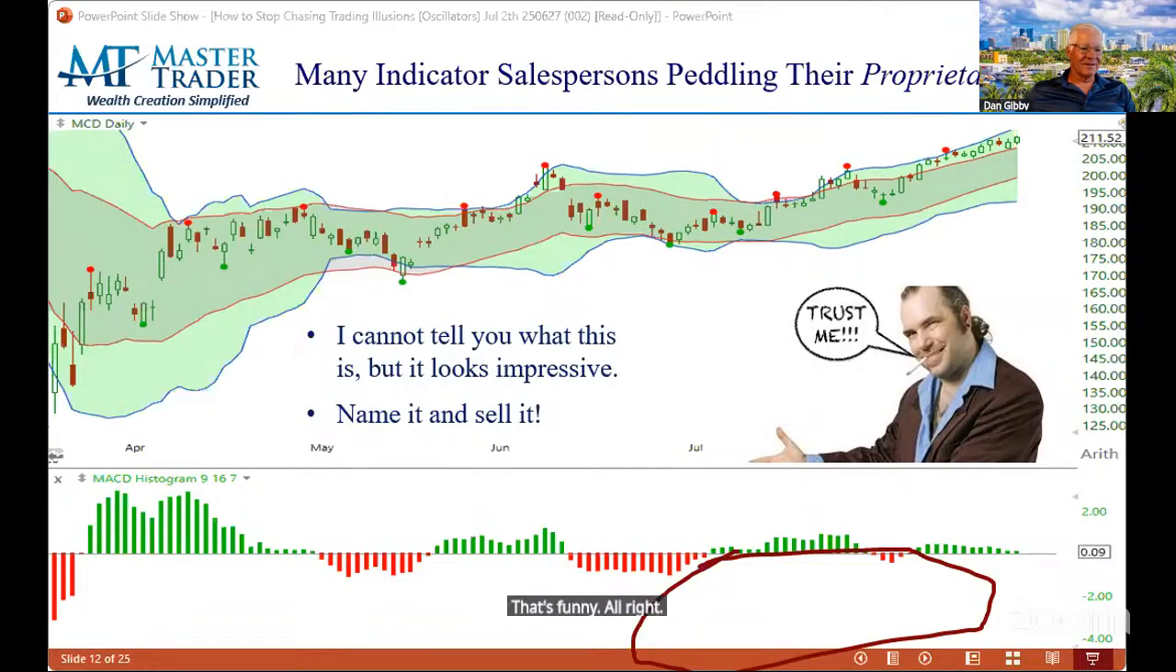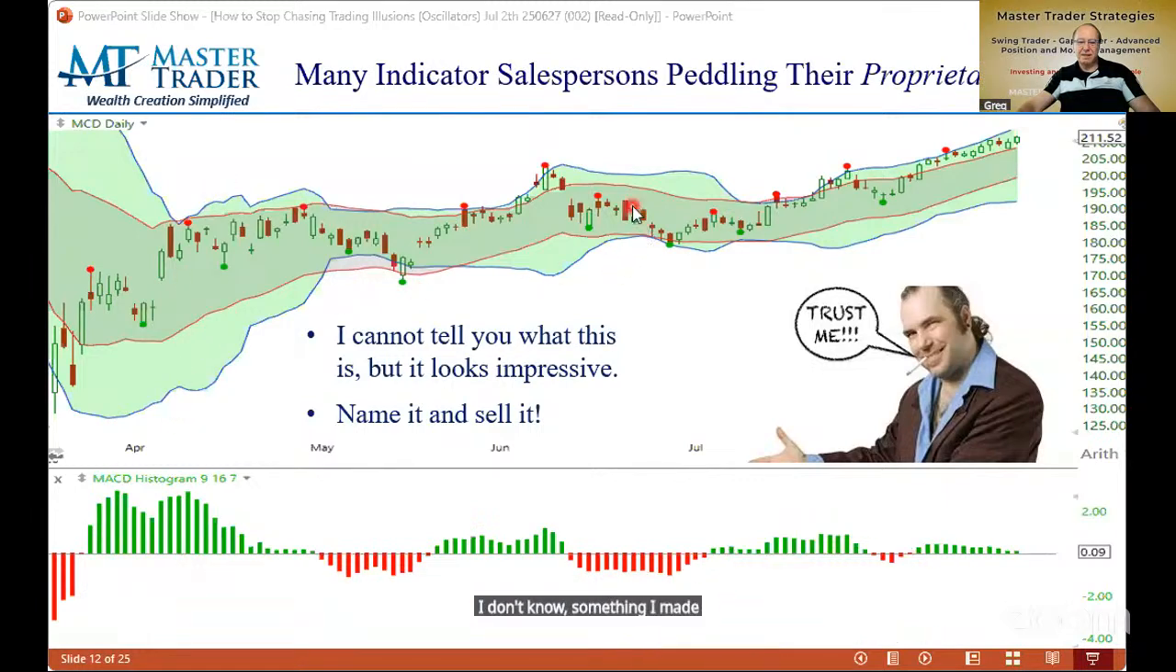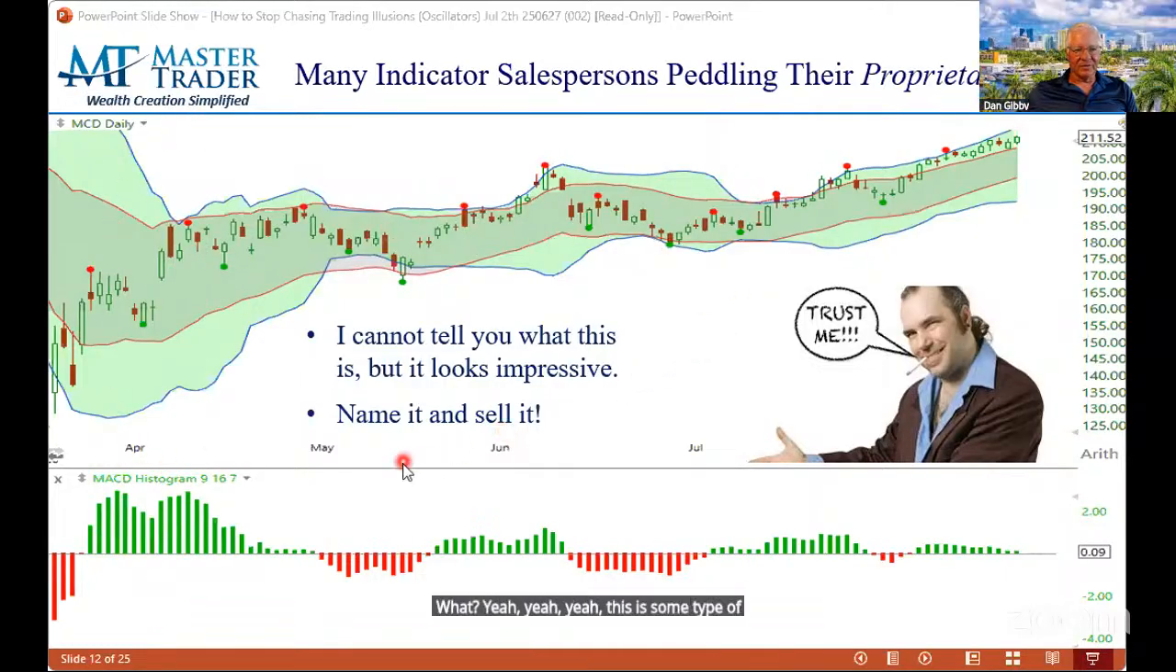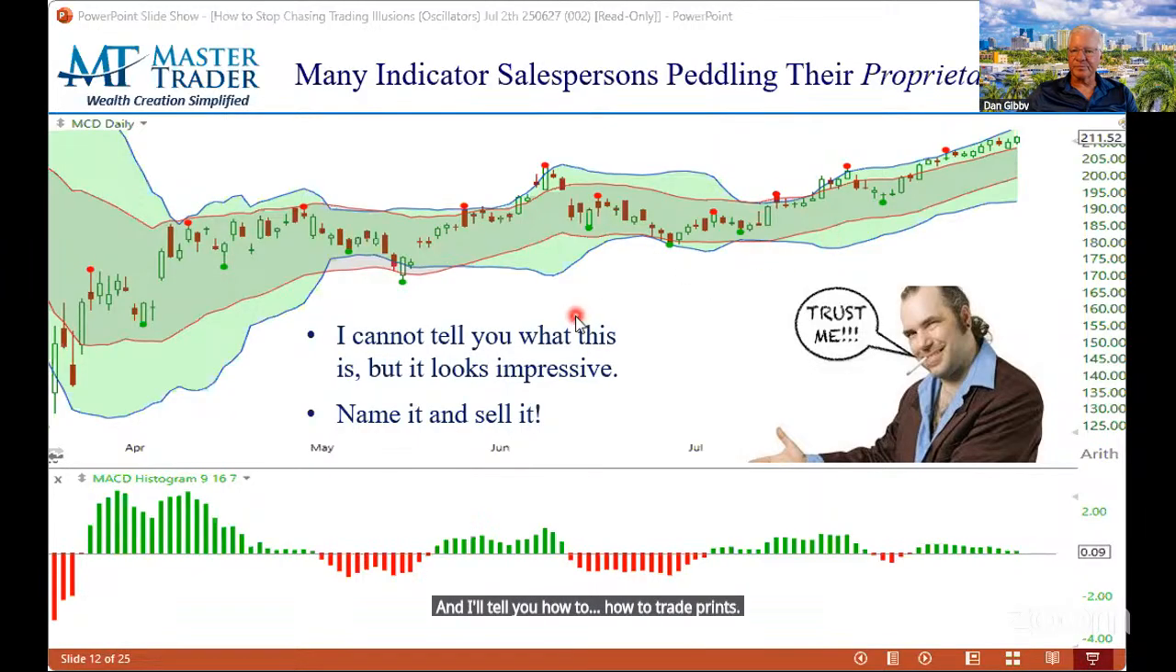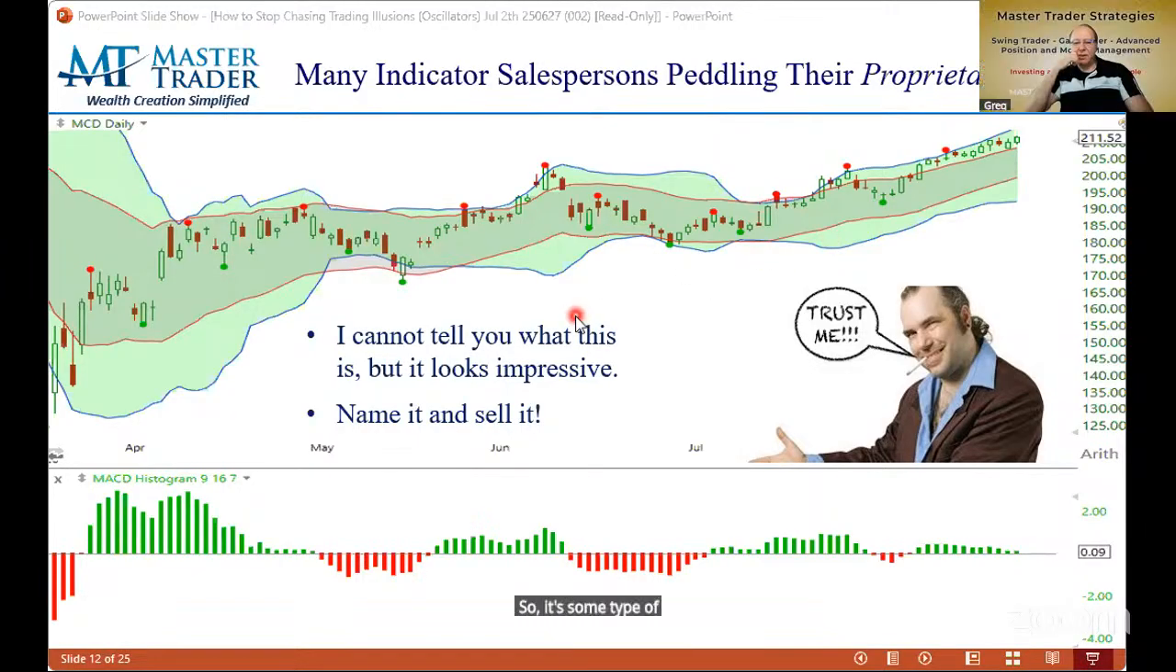All right, so I don't even know what this is. We've got a MACD history. I don't know, something I made. I just decided to overlay some stuff. This is some type of cloud, an indicator salesman trying to sell you something. I don't know how to use it, it's just noise to me. Get rid of it, and I'll tell you how to trade price. It's some type of thing to try to display trend and volatility. I'm just remembering when I made this with Bollinger Bands and something else.